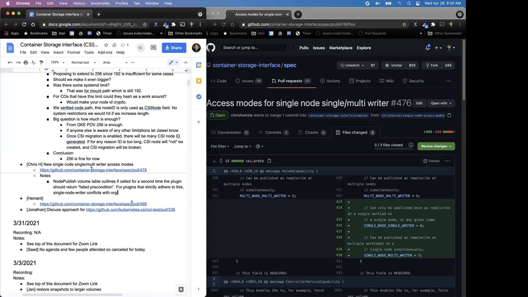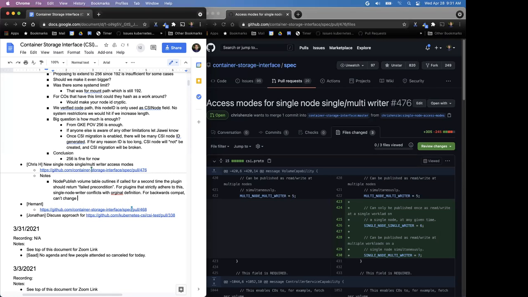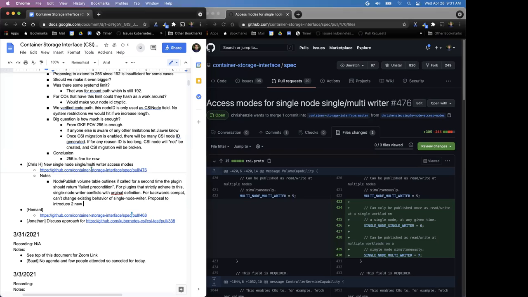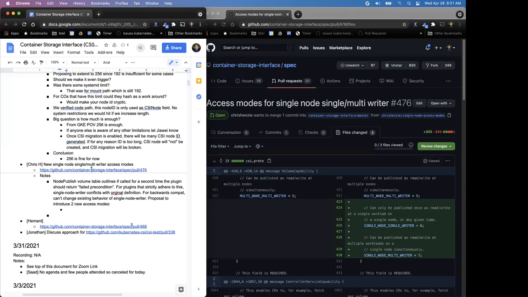Because of this, the CSI spec no longer has an access mode that represents multiple writers on the same node. For backwards compatibility, we can't really change the existing behavior of single node writer, nor how it interacts with node publish volume. So the proposed solution is to introduce two new access modes that disambiguate the number of writers on a node, called single node single writer and single node multi-writer. These are modeled after the existing multi-node single writer and multi-node multi-writer access modes.